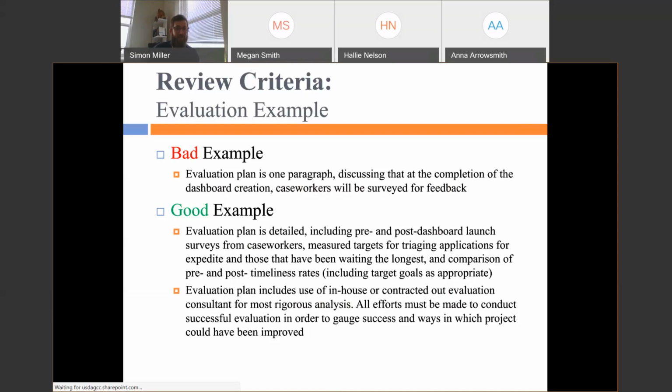So why such a focus on evaluation? Both we, FNS, and you, the applicant and potential grantee, want your proposed projects to work. And if they're successful, then we want to be able to share out with others in our PTIG community.